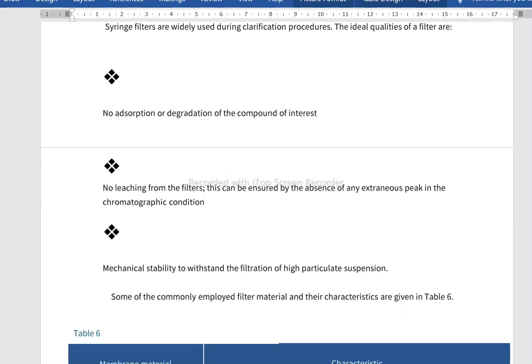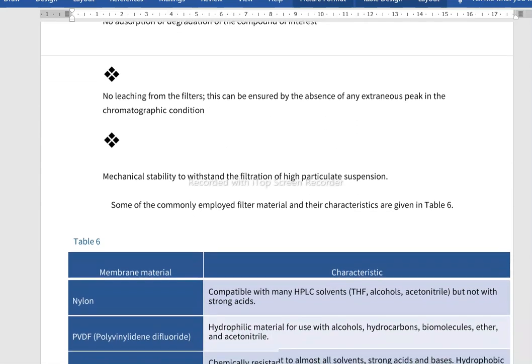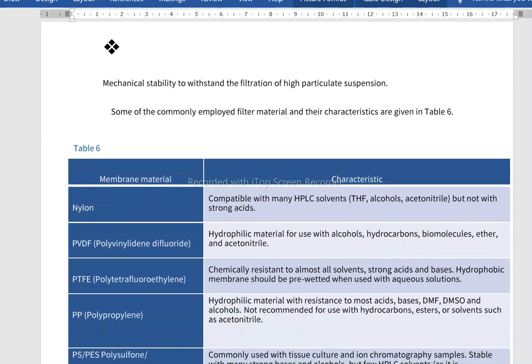Some of the commonly employed filter materials and their characteristics are given in table number 6. The first is the syringe filter we normally find in the lab, that is the nylon syringe filter, compatible with many HPLC solvents, that is THF, alcohol, acetonitrile, but not with strong acids. PVDF filters, polyvinylidene difluoride, are a hydrophilic material for use with alcohol, hydrocarbon, biomolecules, ether, and acetonitrile. PTFE, polytetrafluoroethylene, is chemically resistant to almost all solvents, strong acids and bases. A hydrophobic membrane should be pre-wetted when used with aqueous solution.